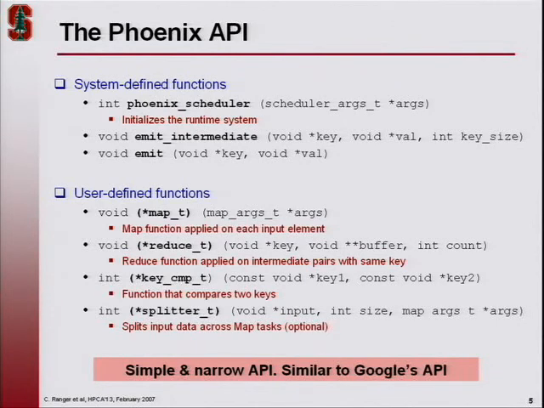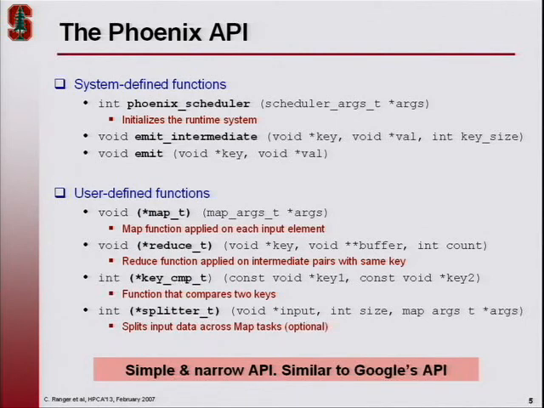It's divided into two parts, the system-defined functions and the user-defined functions. The system-defined functions are the ones provided for you. It includes a call to the Phoenix scheduler, which initializes and controls the environment, emit intermediate and emit, which are called from map and reduce, to store key value pairs into the Phoenix managed queues. The user-defined functions are arguments to the Phoenix scheduler. These must be provided by the programmer. It includes map, reduce, and the key comparison function. The key comparison function is used when emit intermediate and emit are called to sort the keys.